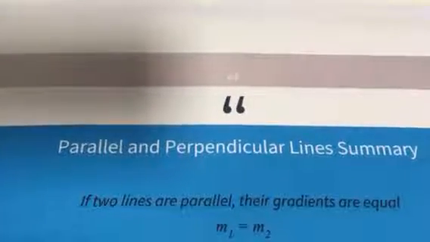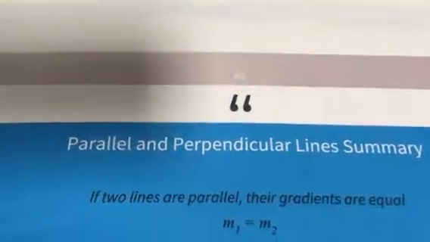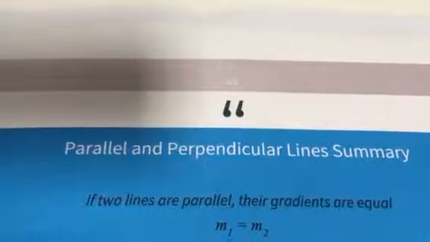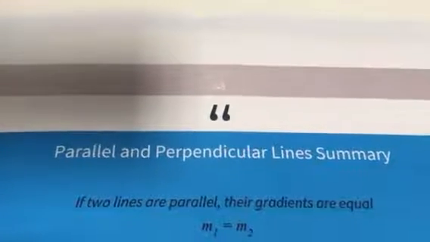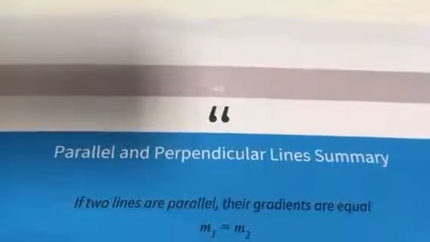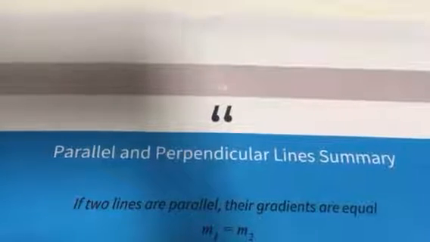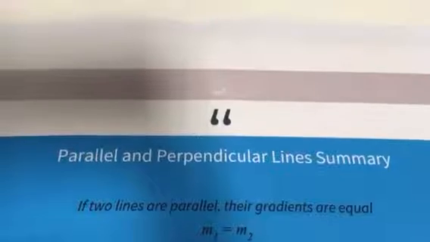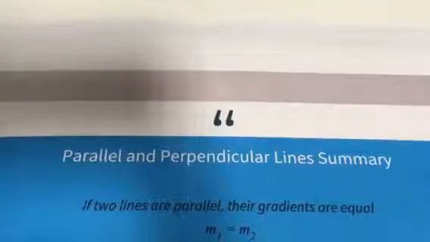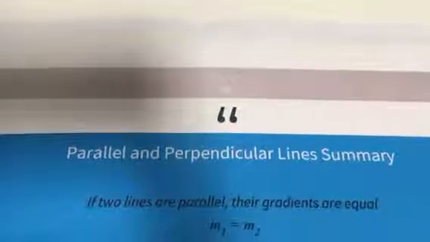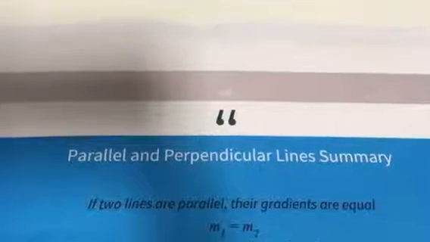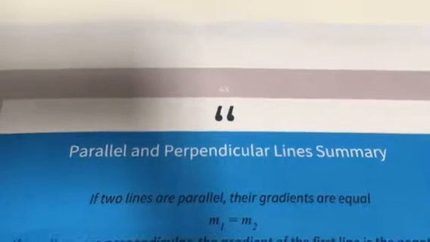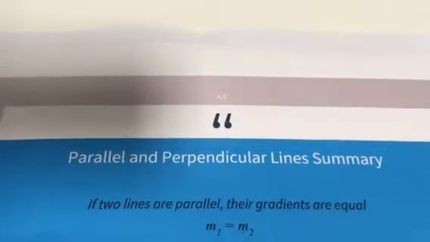So hopefully by this stage you've drawn a whole bunch of graphs, you've investigated which lines are perpendicular and which ones are parallel. Hopefully you've come up with some of these as your conclusions. So basically, if two lines are parallel, their gradients must be equal. And what we say is the gradient of line 1, so we'll say m1, is equal to the gradient of line 2, and we say m2. I'll show you how we use that a little bit more in a problem.